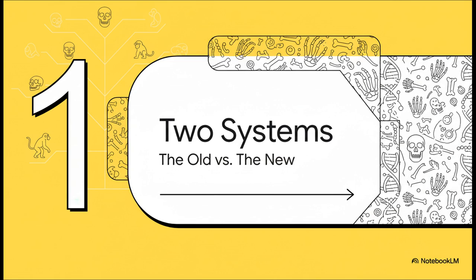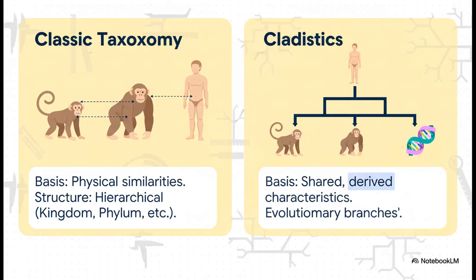For primates, we're really looking at two main systems. You've got the classic, original method, and then you have this modern upgrade that gives us a much clearer picture of our evolutionary past. Okay, so on one hand, you have classic taxonomy. This is the system you probably learned in school: kingdom, phylum, class, and so on. It basically groups animals based on physical similarities.